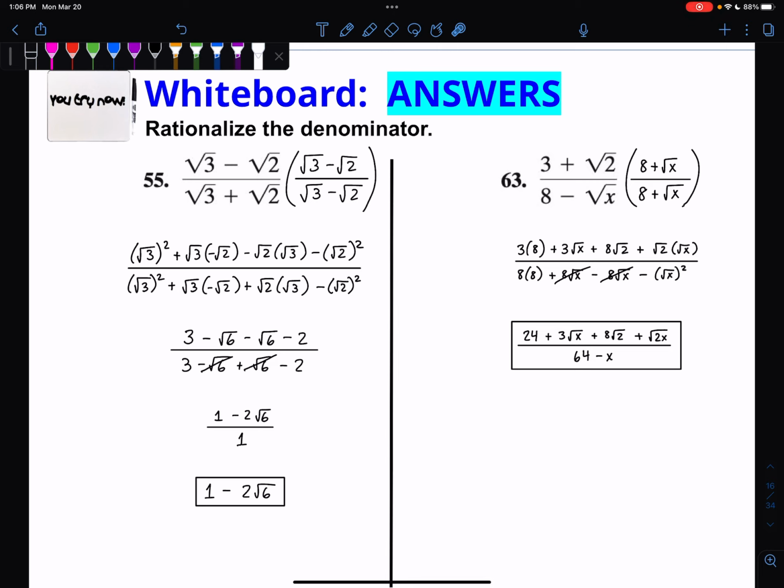For example, you can't combine the 3 square root x with the plus square root 2x because that one has a factor of 2x, and that one is just square root of x. They're not the same, so you cannot combine those. You can't combine the 8 square root 2 or the 24, and you can't divide by any even power or anything. So that's done. The expression is as simplified as possible.